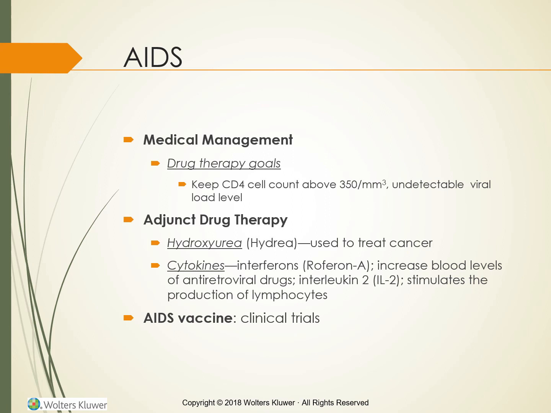In addition, administration of endogenous immune substances known as cytokines, such as interferons and interleukin 2, may also be helpful. Interferons, Roferon A and Betaseron, activate the cell's own defenses against viruses and are believed to increase blood levels of antiretroviral drugs like Retrovir. IL-2 stimulates the production of lymphocytes.